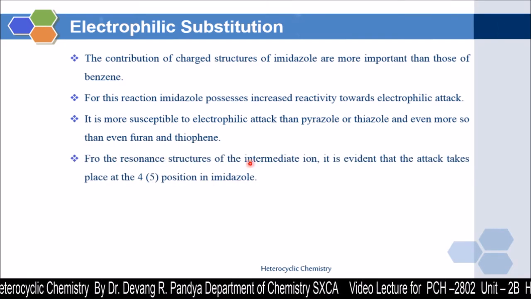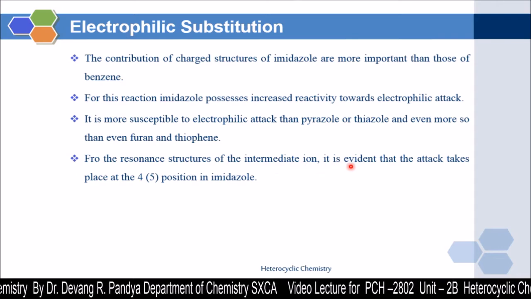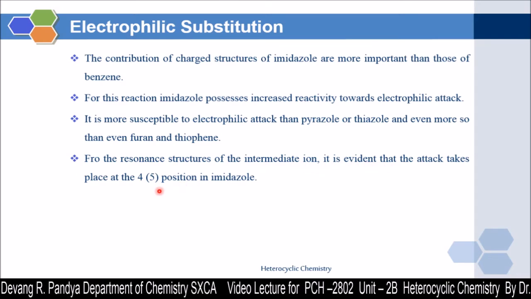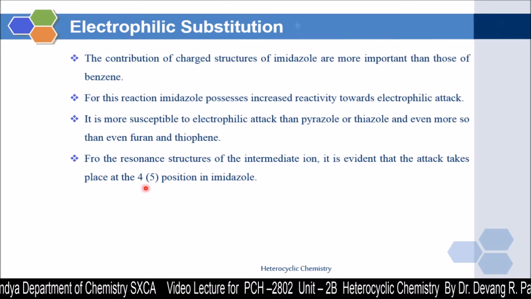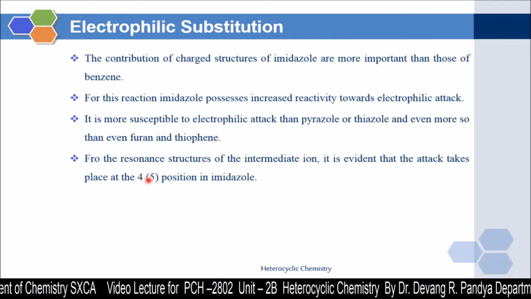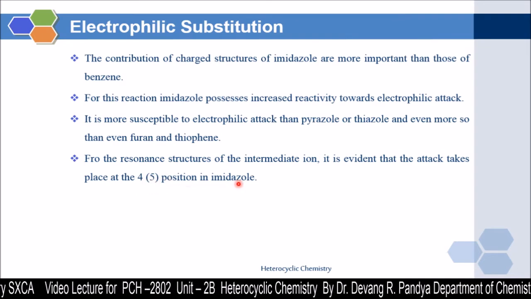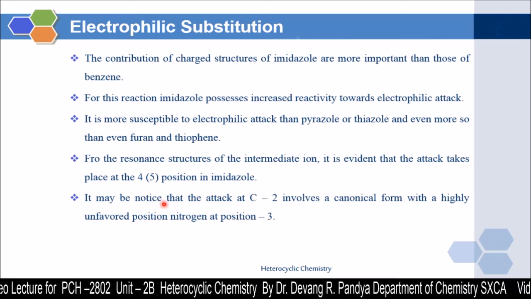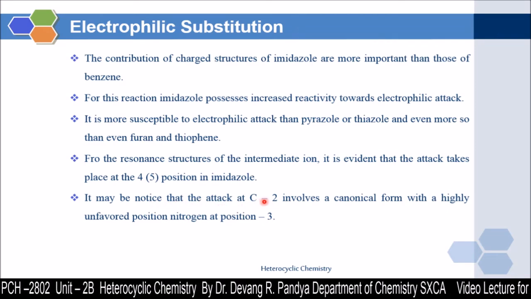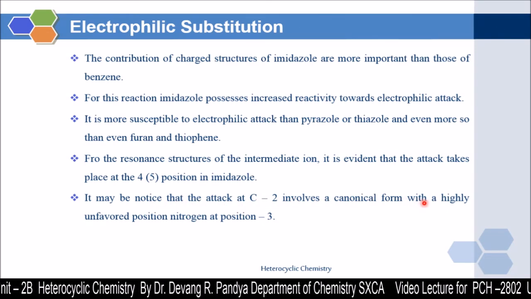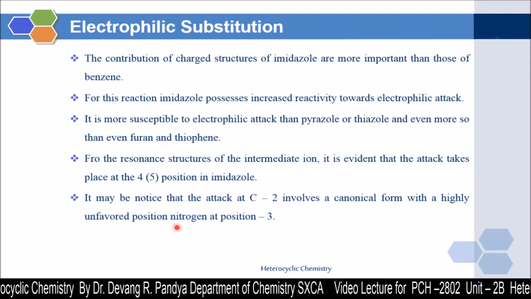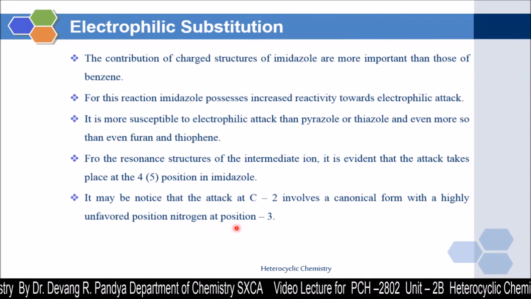Through the resonance structure of an intermediate ion, it is evident that the attack takes place at the 4 or 5 position, because this is going to give you tautomeric effect in imidazole. It may be noticed that the attack at carbon 2 involves canonical forms with a highly unfavored position of nitrogen at position 3.